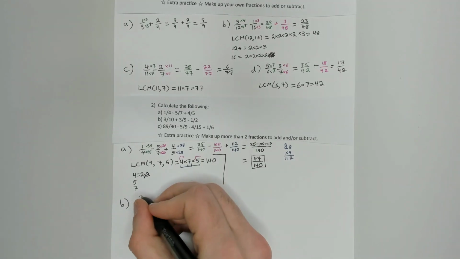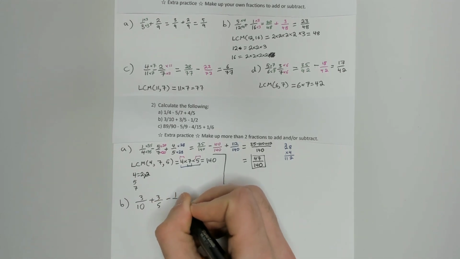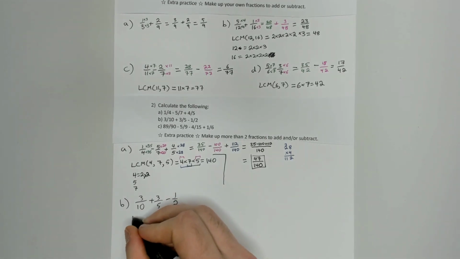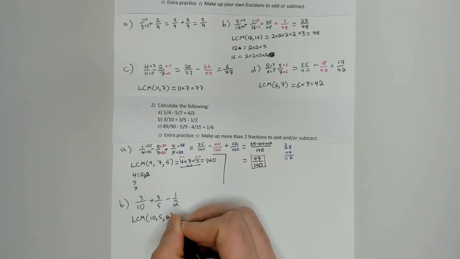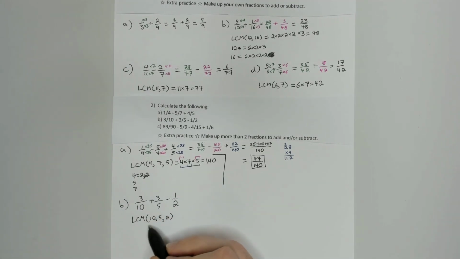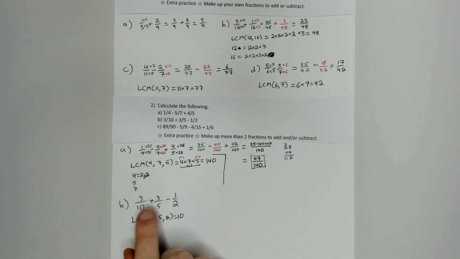So we're looking at 3/10 plus 3/5 minus a half. So we want to look at the lowest common multiple of 10, 5, and 2. But the thing is, 5 and 2 are factors of 10, right? So the lowest common multiple will just be 10, right? Because if we take multiples of 5, we'll get to 10. If we take multiples of 2, we'll get to 10. So it's as simple as that.